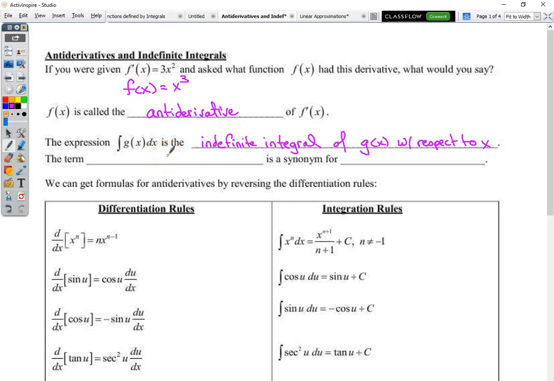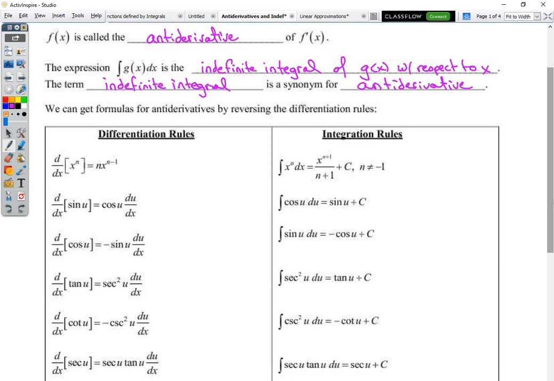Typically in this case, we're going to drop the word indefinite. And just realize that indefinite integral and antiderivative are synonymous with each other. They are the same exact thing. They mean the same thing. Those are synonyms, right? I sure hope so. Anyways, we can get formulas for antiderivatives by simply reversing differentiation rules.